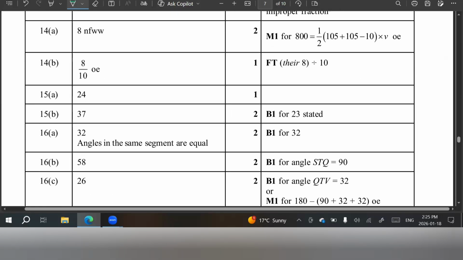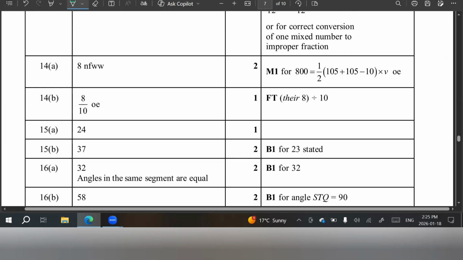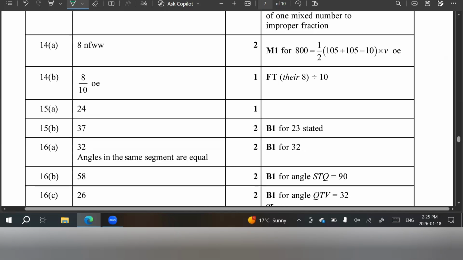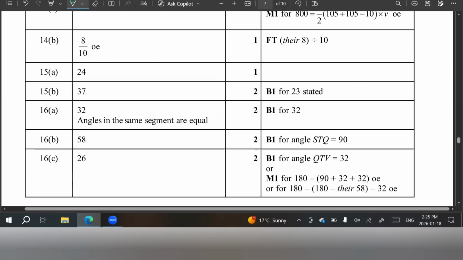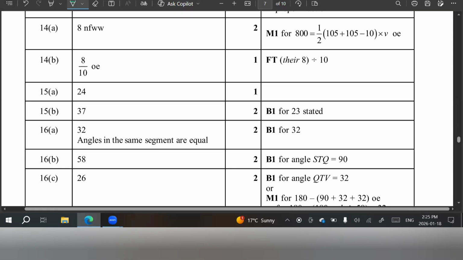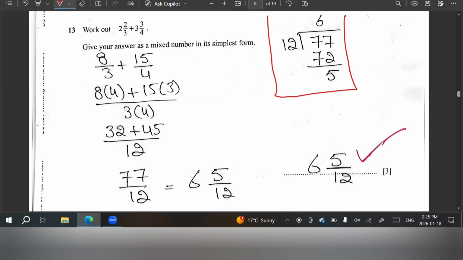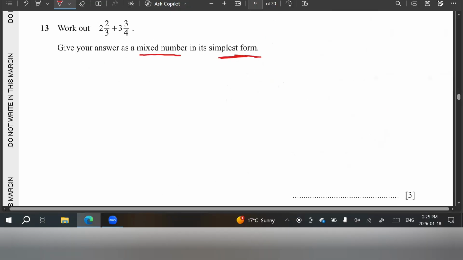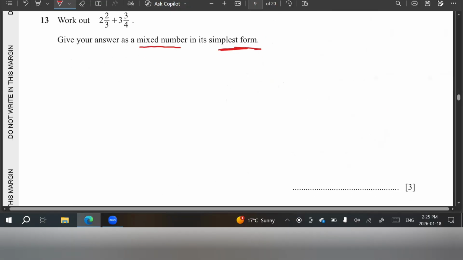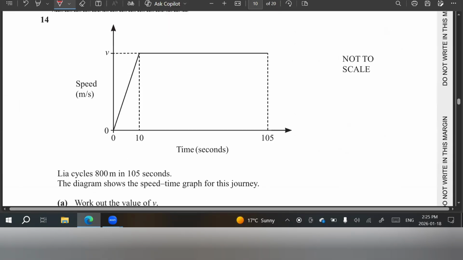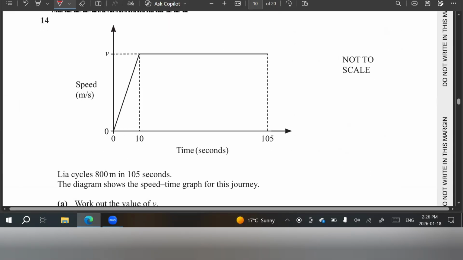Okay, so this was question number 14. Okay, so this is the solution. And let's go to the next question. The next question coming up on your screen is question number 14.